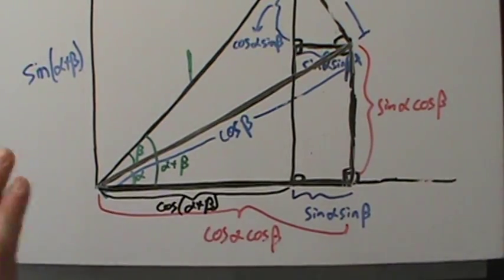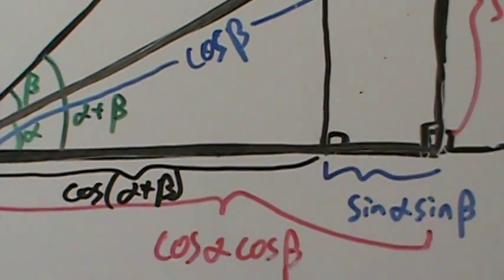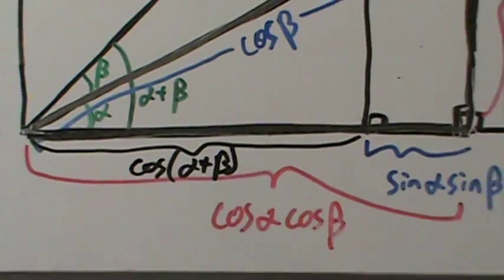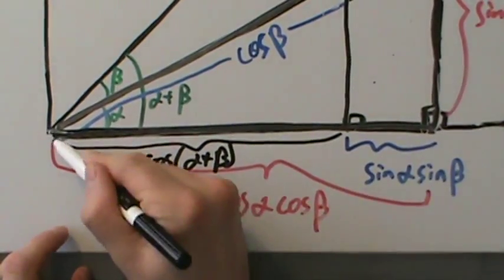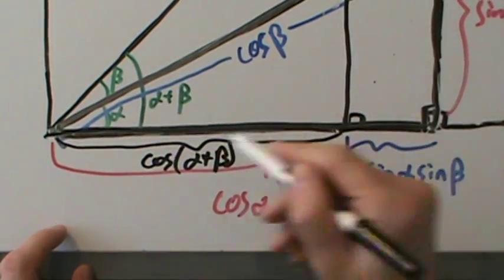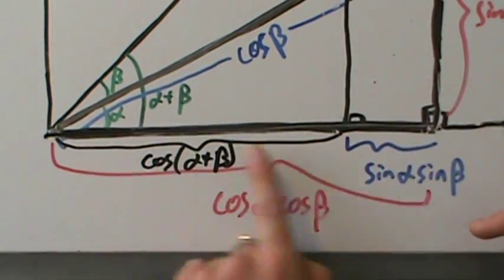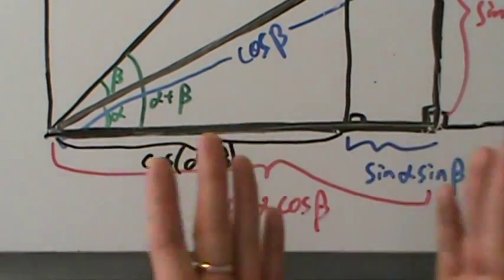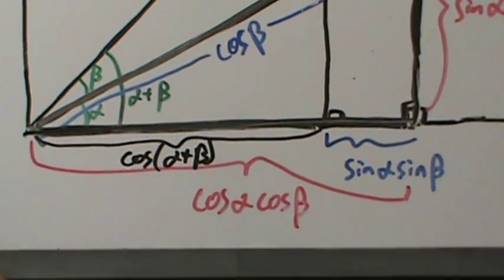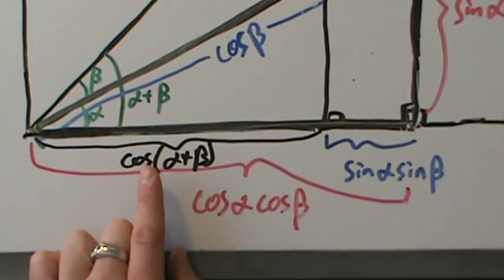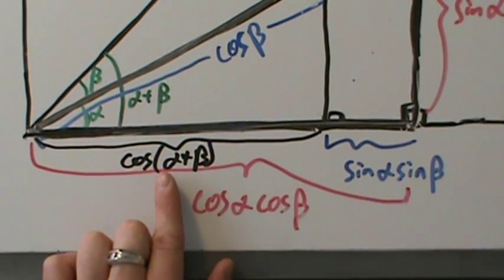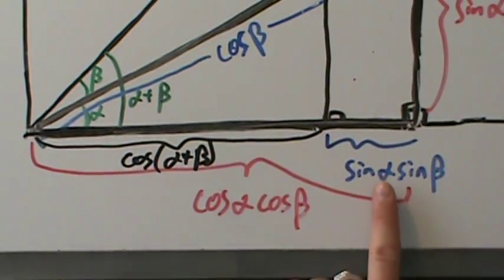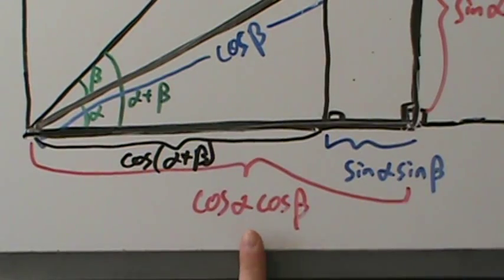Let's zoom in on this and focus on that. If this is cosine of alpha plus beta, this is sine of alpha sine of beta. If we add these two together, add this line segment to that line segment, you get the entire thing. We know what each of these is. So cosine of alpha plus beta plus sine of alpha sine of beta equals cosine alpha cosine beta. Let's write that down off to the side.